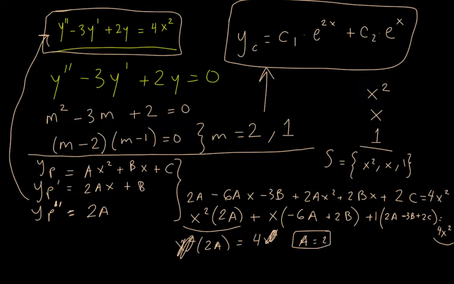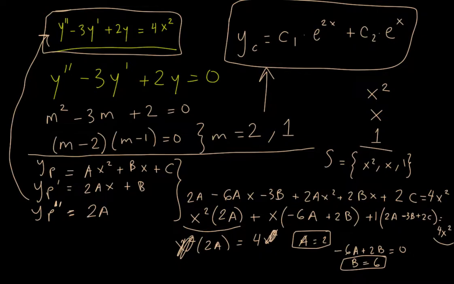And then you do the same. Is there anything that has an x in front of something on the right-hand side? And the answer is no. So you just set it equal to 0. So negative 6a plus 2b equals 0. And we know a is equal to 2, so that's negative 12 plus 2b equals 0. So b equals 6.